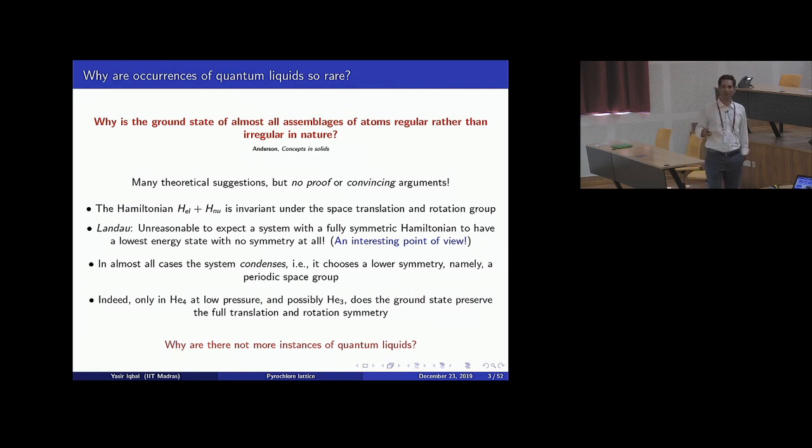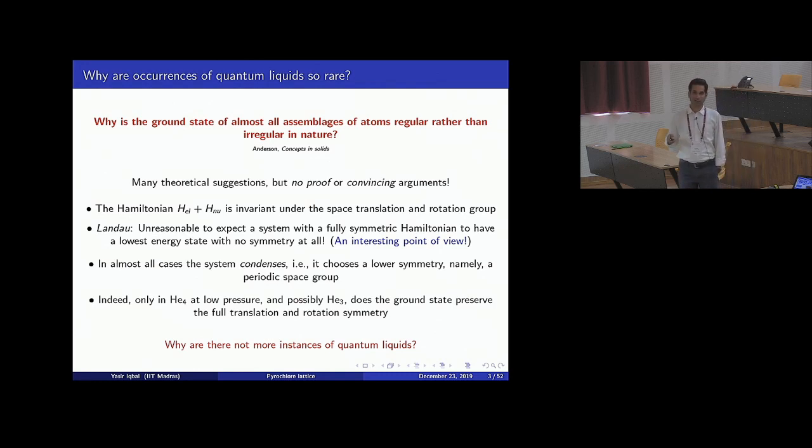So generally what happens in most cases is that the system gets stuck somewhere in between. Neither does the ground state preserve the full symmetry of the parent Hamiltonian, nor does it break all the symmetries and go into an irregular state where the symmetry group is just the identity. It chooses some sort of a periodic space group, and that is what characterizes crystalline solids.